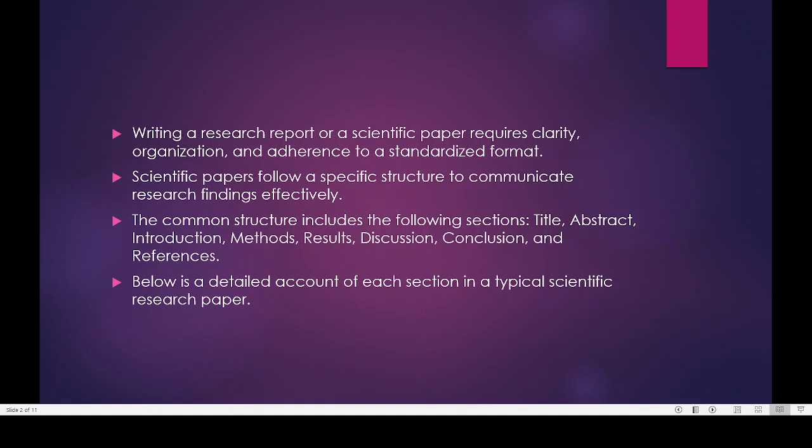Writing a research report or a scientific paper requires clarity, organization, adherence to standardized format. There are three areas. Clarity means what we are going to say, it should be very clear. I have some findings with me, but if I am not very sure about what are my major findings, then my observation is not clear.